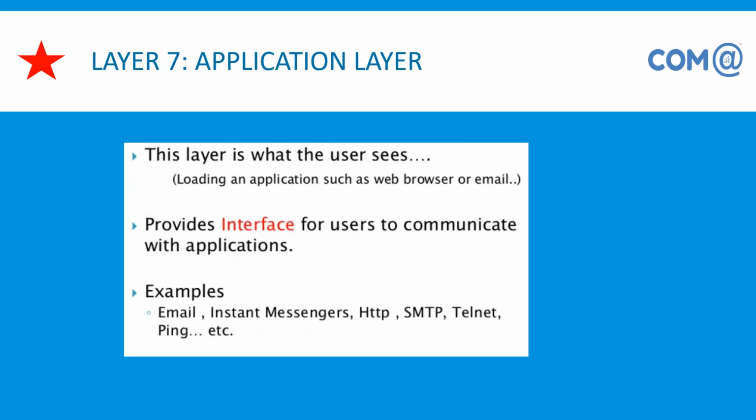The topmost layer is the application layer, where the user interacts with the application layer, and only then does the data get into different shapes and formats. The user will be using applications for communicating, for example email, browser, telnet, or ping. Those application protocols will be used here for communication purposes.